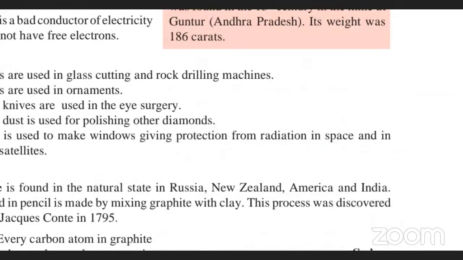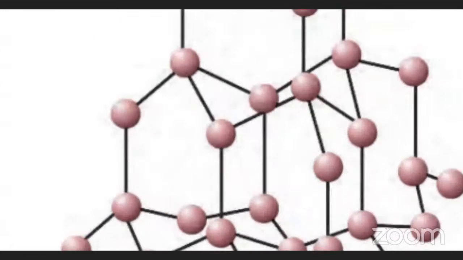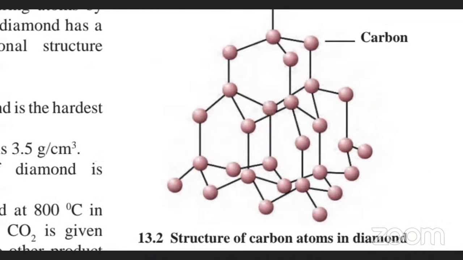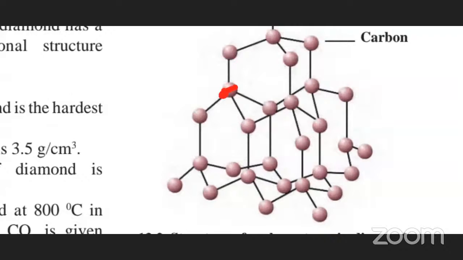But in case of diamond, tell me, each carbon is connected to how many carbons? Now suppose you take this carbon and tell me this carbon is connected to how many carbons? Yes, very nice, Hamza. 4. Okay, so this is the difference between graphite and diamond. In diamond, each carbon is connected to 4 other carbons, but in graphite, each carbon is connected to only 3 other carbons.